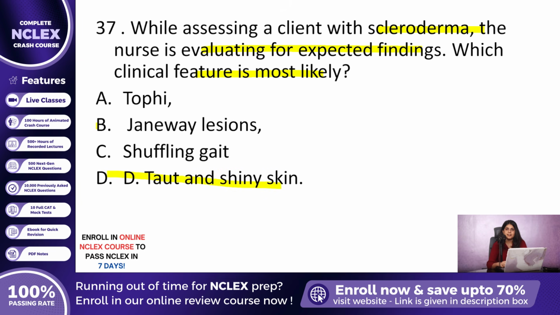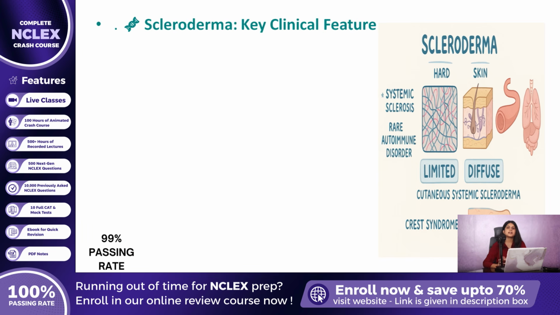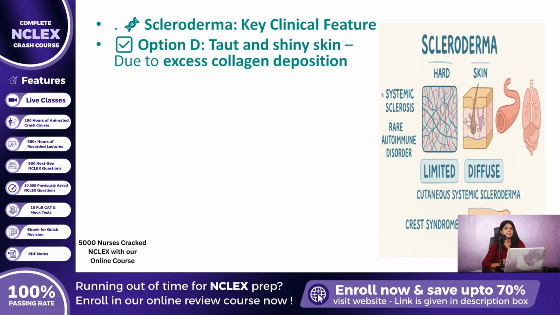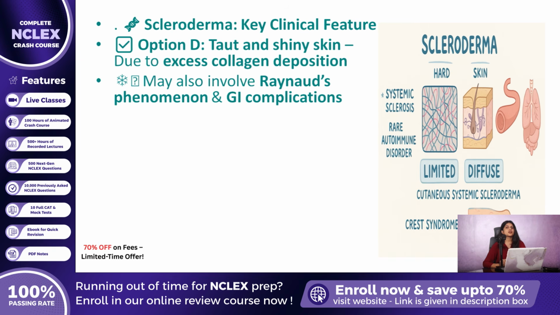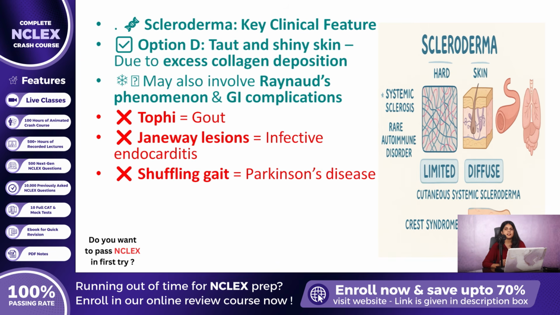Taut and shiny skin. Scleroderma causes thickening and hardening of the skin due to excessive collagen deposition. It may also cause Raynaud's phenomenon and gastrointestinal issues. Tophi are seen in gout, Janeway lesions in endocarditis, and shuffling gait in Parkinson's disease.